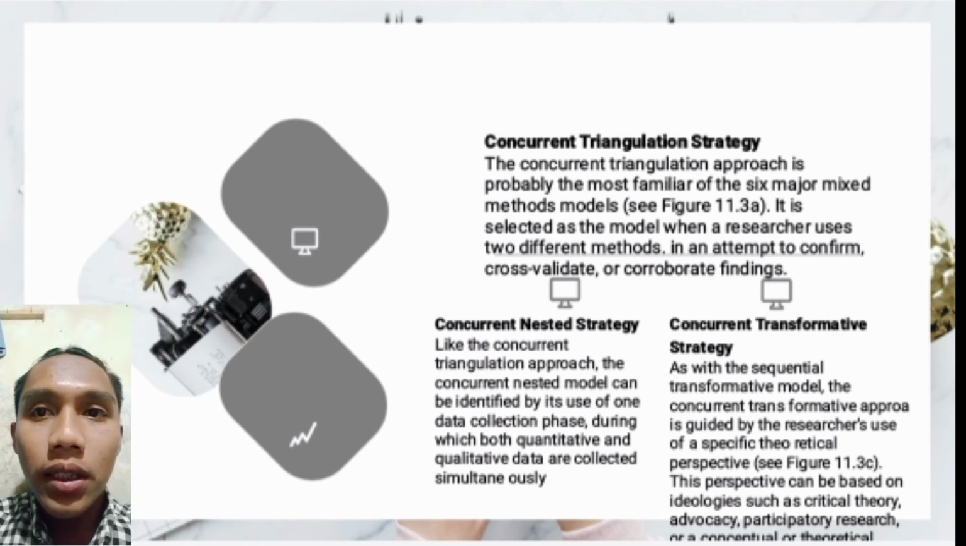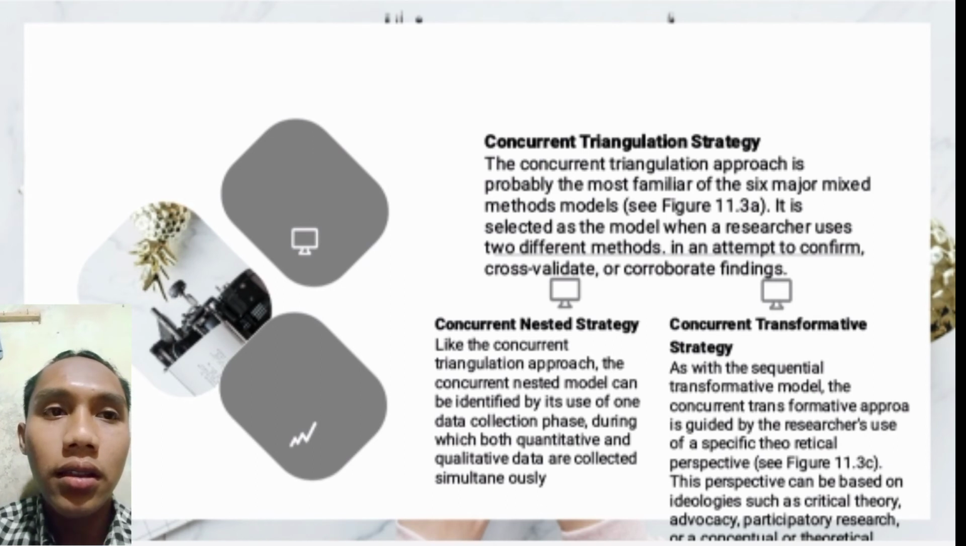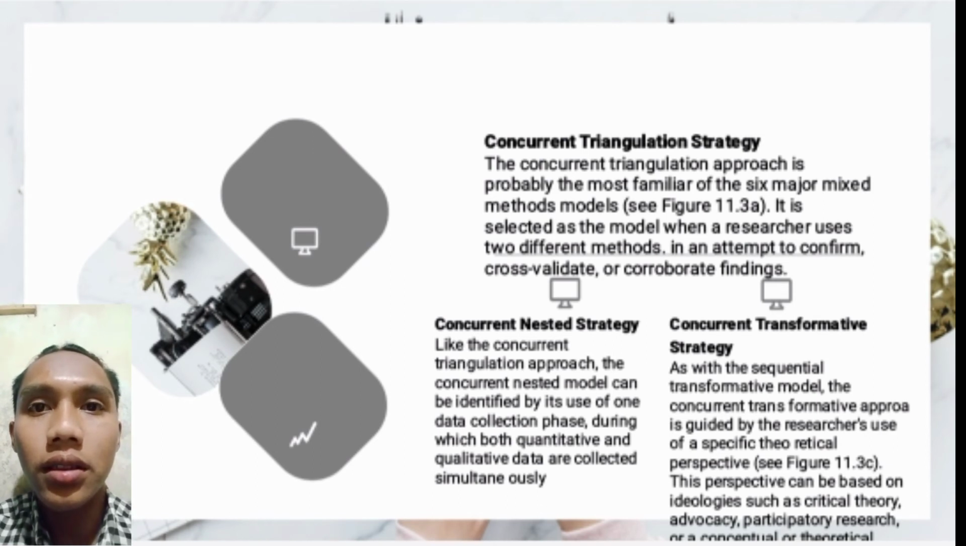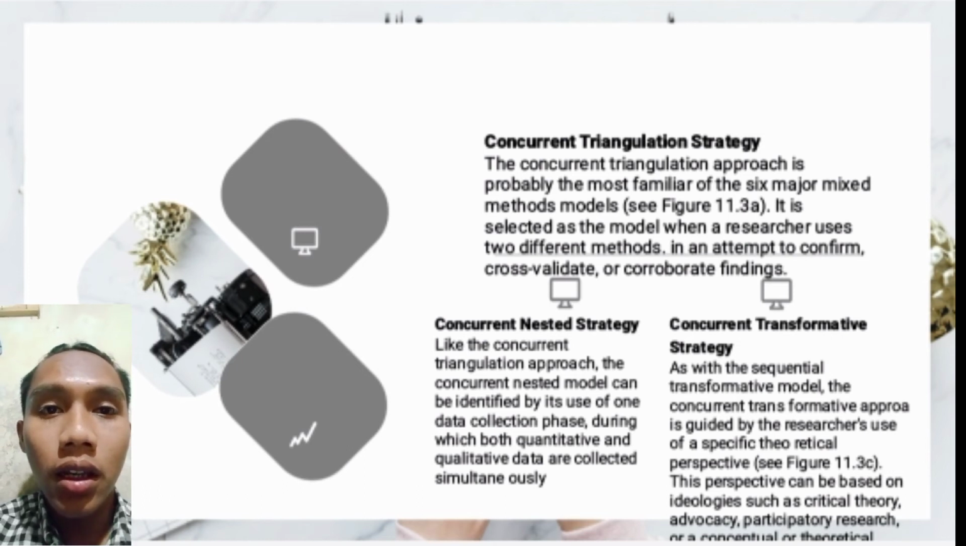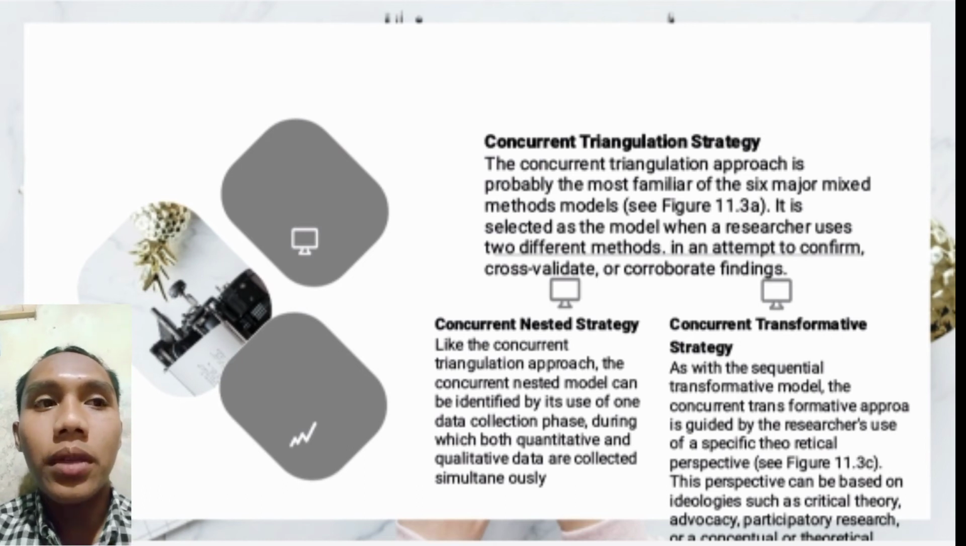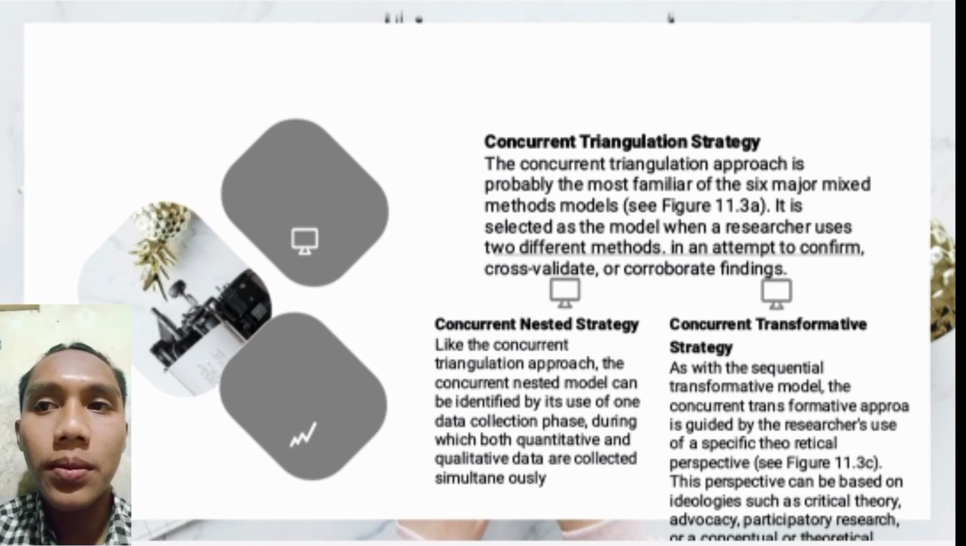Concurrent transformative strategy. As with the sequential transformative model, the concurrent transformative method is guided by the researcher's use of a specific theoretical perspective. This perspective can be based on ideologies such as critical theory, advocacy, or conceptual and theoretical frameworks.